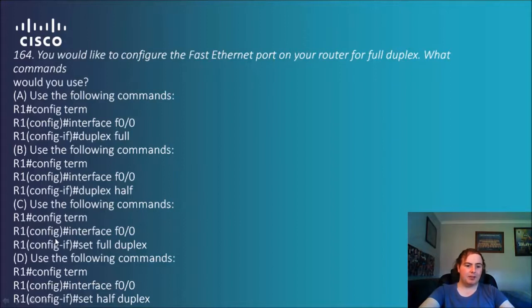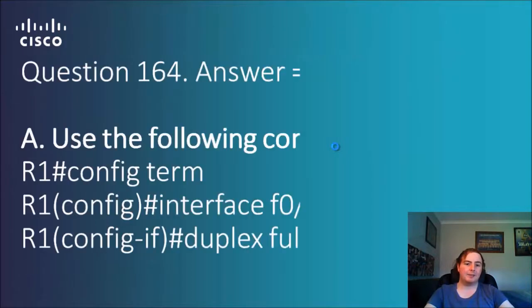So if you have a look, the syntax on the right here is correct for both A and C, config and config if being in the interface. Interface F0, duplex full, or interface F0, 0, set full duplex. Simply, it's a matter of how the syntax is normally written, and the way it's normally written is A. The config term, interface F0, 0, duplex full.